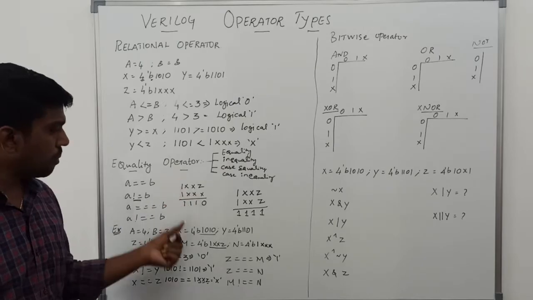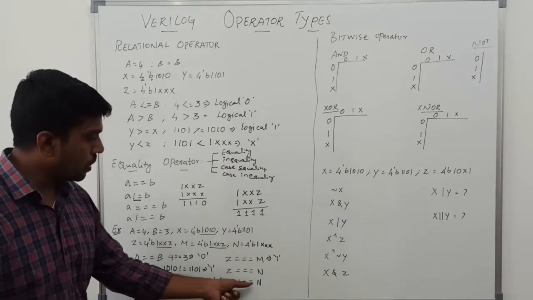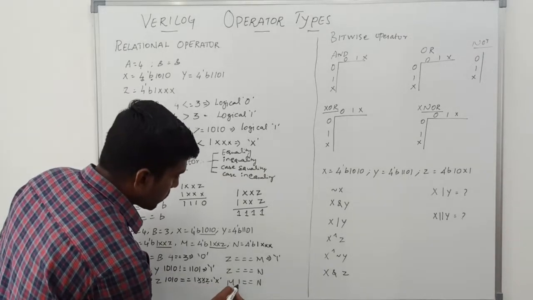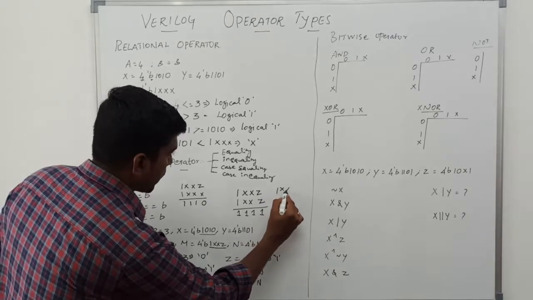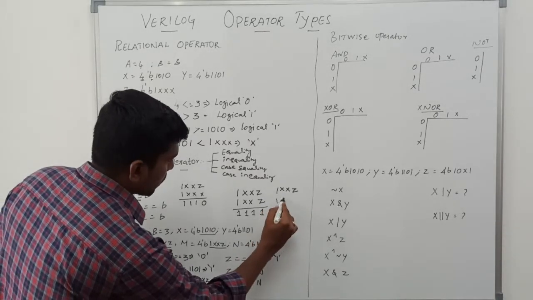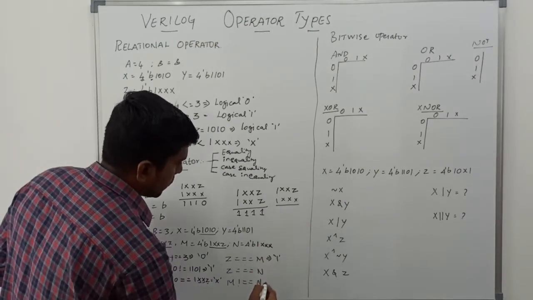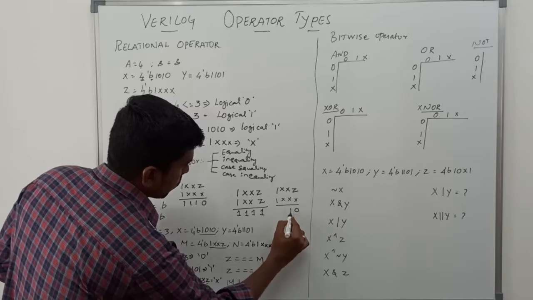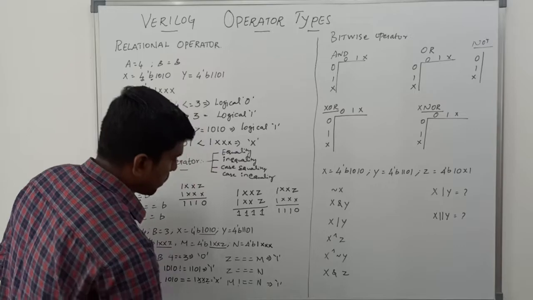So likewise, you compare the z value and n value. Then m is not equal to n. M value is 1, don't care z. So n value is 1, don't care. So both the values are not equal. 0, 1, 1. So both the values are not equal. It releases the output 1.